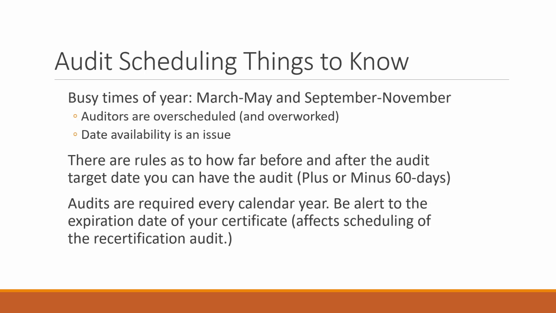Couple more things about audit scheduling. The busy times of year are March through May and September through November in the Northern Hemisphere anyway. That's because auditors are overscheduled and everybody wants their dates in the same period of time, which is before vacation and before the holidays. There are rules as to how far before and after the audit target date you can have the audit, and it's plus or minus 60 days depending on who the registrar is. Audits are required every calendar year, and be alert to the expiration date of your certificate because it affects the scheduling of the recertification audit.